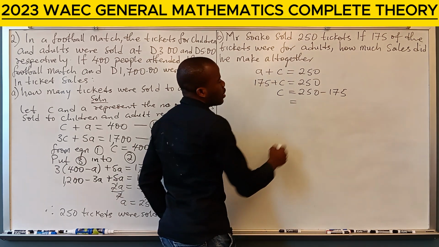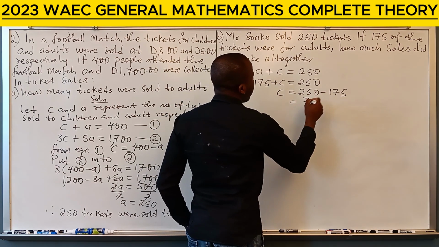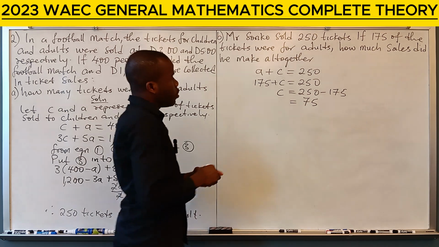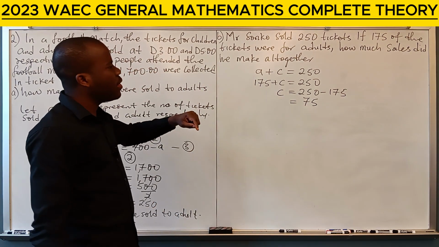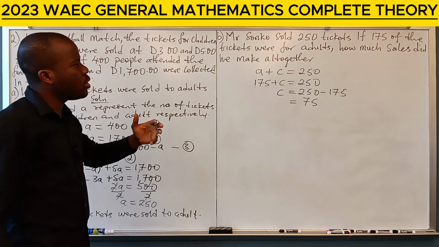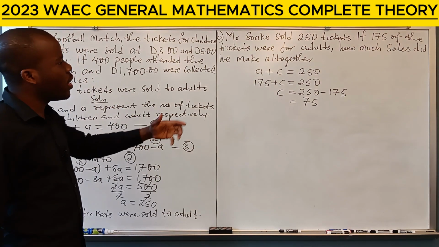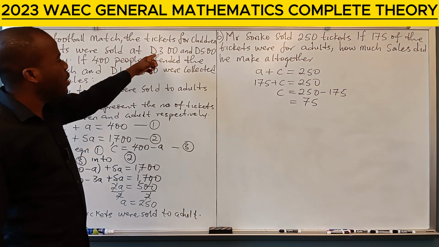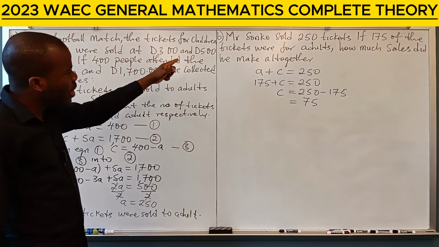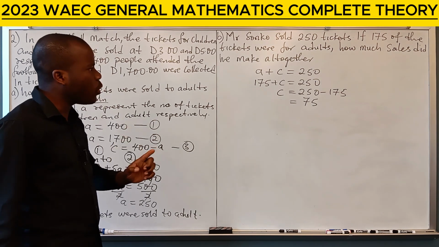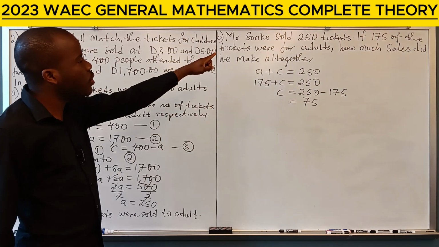And 250 minus 175 is 75 tickets. So 75 tickets were sold to children. Now, to find the amount he made altogether, remember $3 is the ticket per child and $5 is the ticket per adult. So the total sales of Mr.